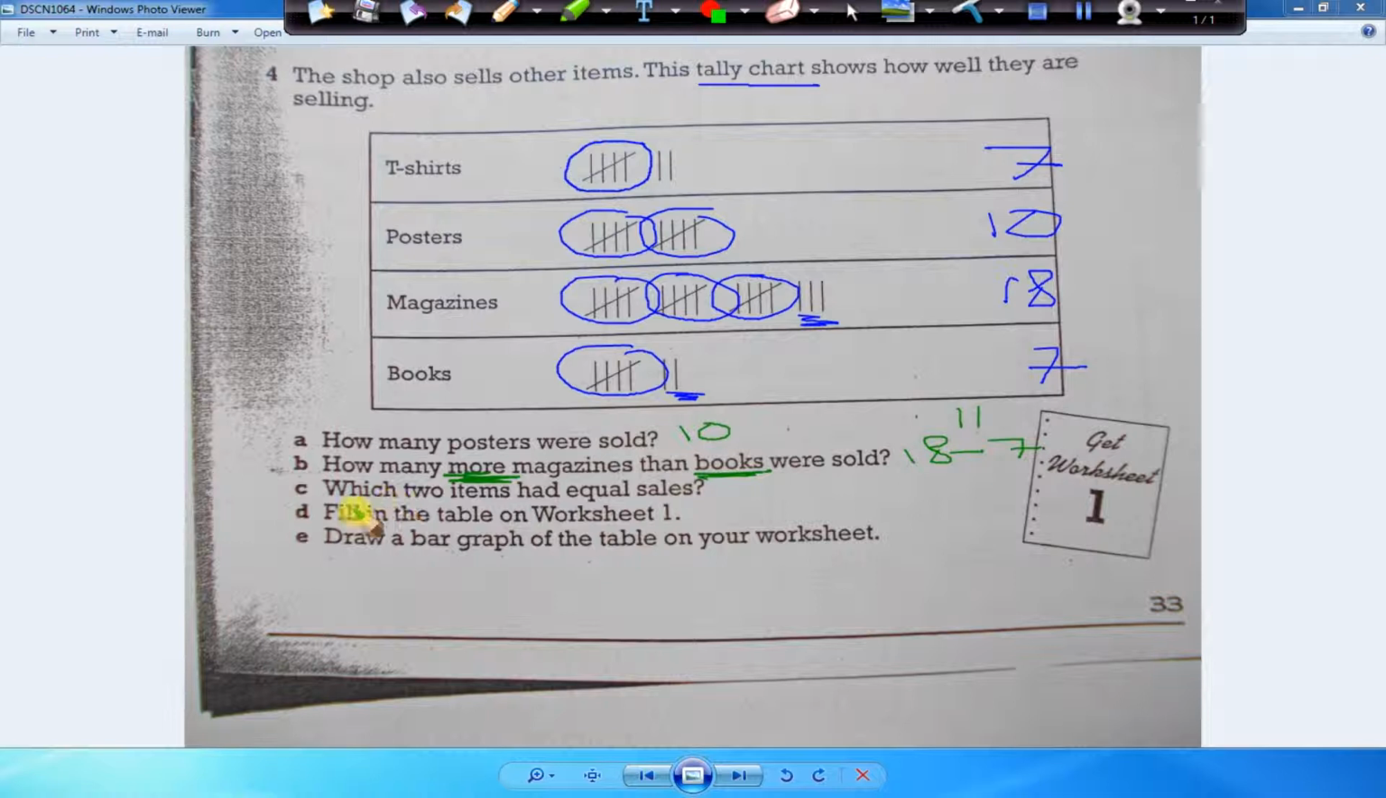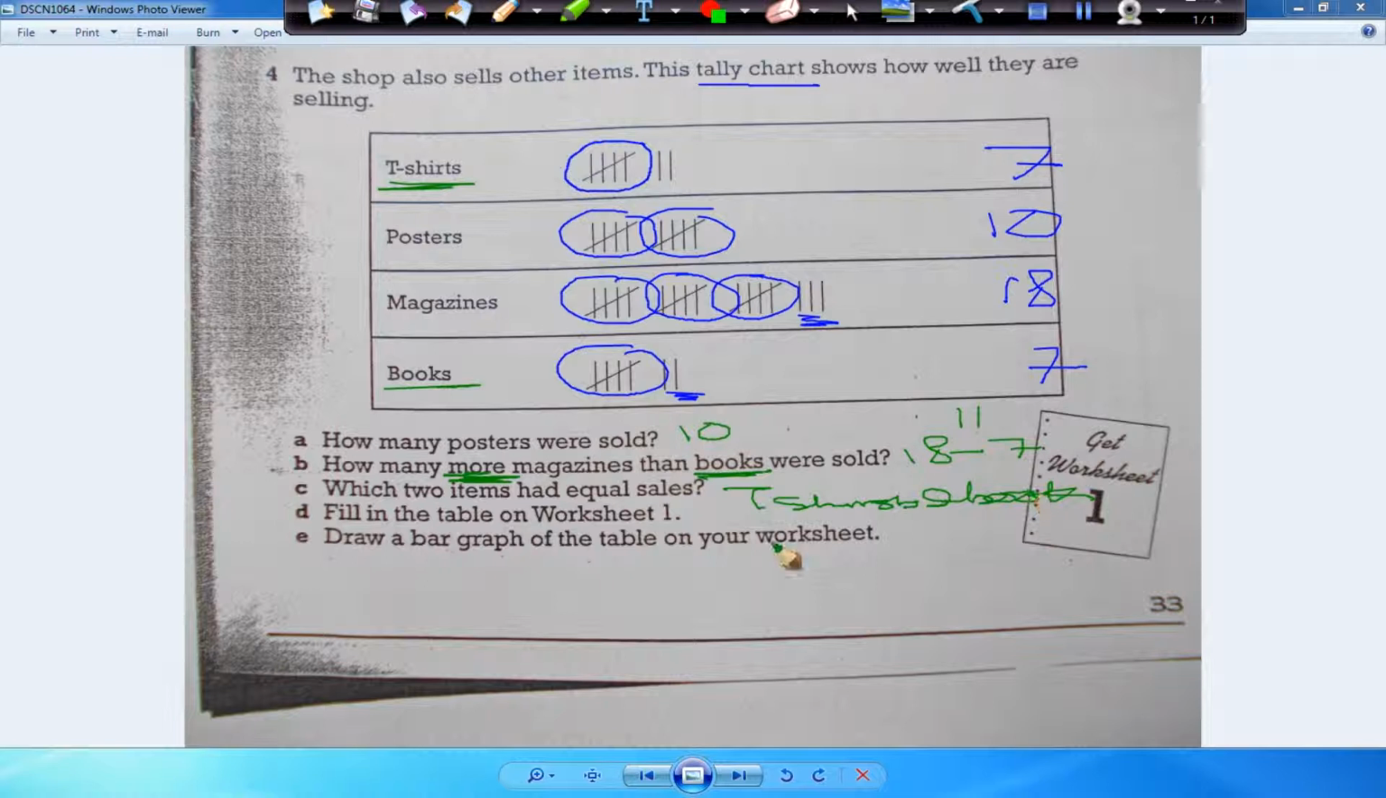Next question. Let's have Isam. Question C. Which 2 items had equal sales? Nobody else, just Isam. Which 2 items had equal sales? And the answer is t-shirts and books. Excellent. So write down here t-shirts and books. Now these numbers here, folks, have you all got them written down on your piece of paper? I'll be asking you for those values back in a second. You got them? Okay, lovely.